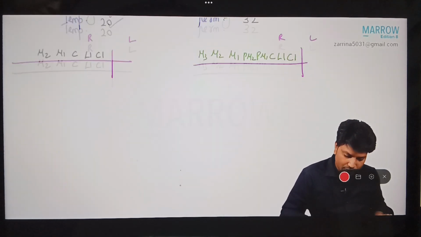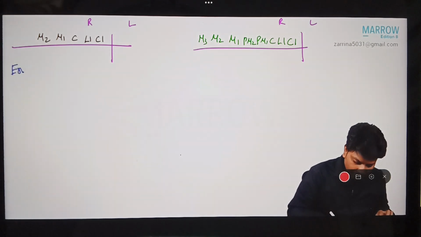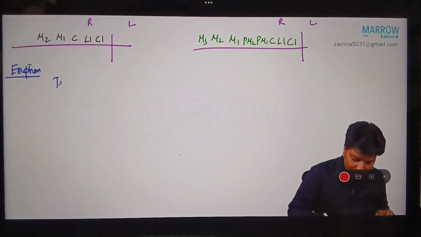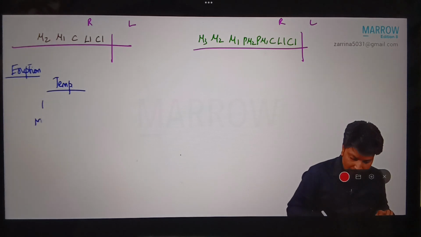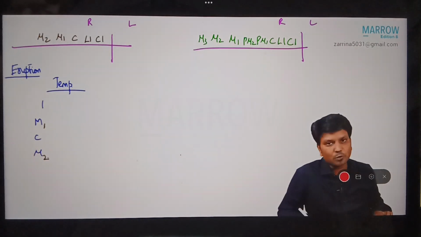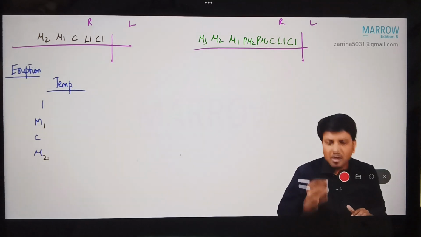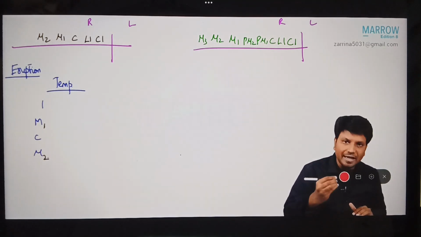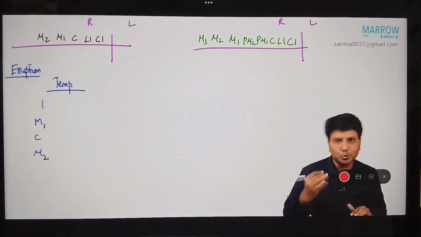Now, going for the eruptions. Once you're clear with this, we have to go for the eruption sequence. Let us talk about the eruption sequence. When you talk about temporary teeth, you can remember the mnemonic IMCM. I am Chief Minister. IMCM. What is it? I for incisors, M for molar 1, C for canine, M for molar 2. That is the sequence. Remember, this is very important. Incisors, molar 1, canine, molar 2.